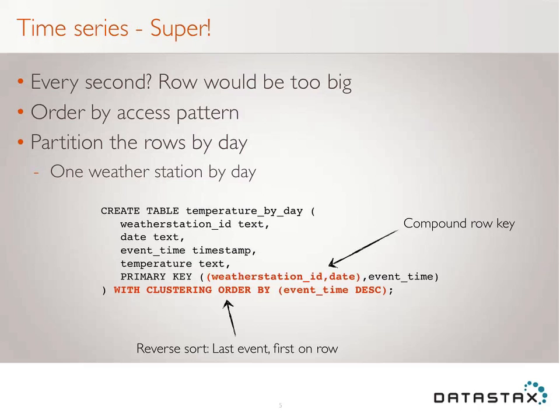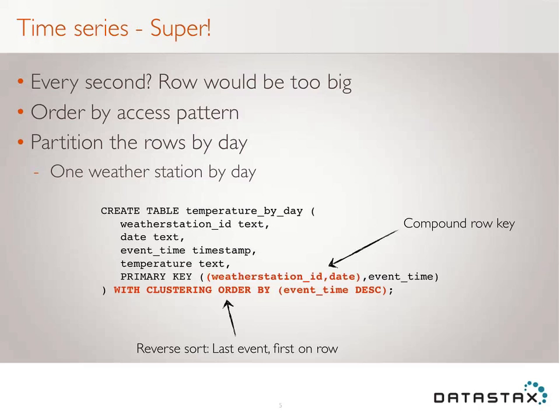Now, the other part of this that makes it cool and super is this business of what I put at the end, where I say clustering order by, and by the event time, and it's descending. What that really does is it's reverse sorting those columns in that wide row. And this is a powerful feature that really makes access efficient. So essentially what's going to happen is it means that the last event that happened is now the first thing in that row.